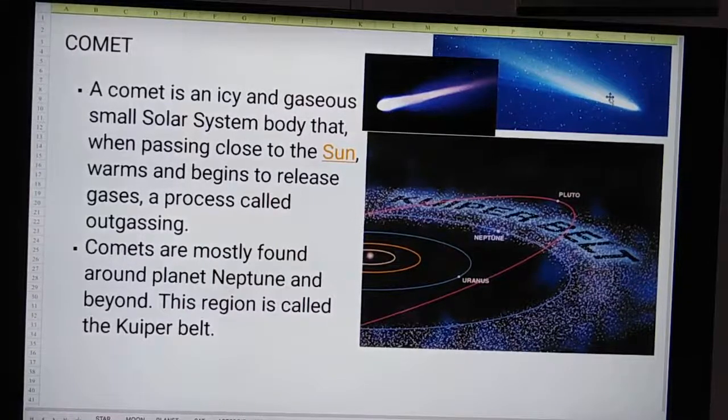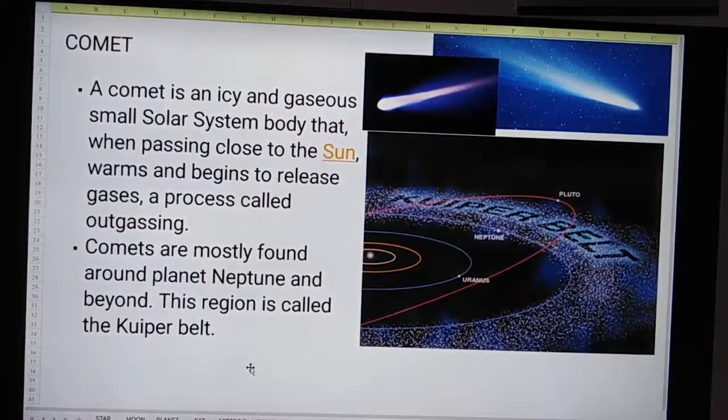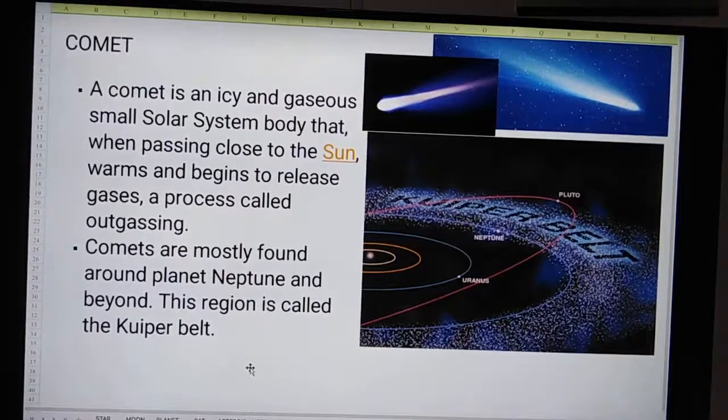This is one here, and there's another one here, and this is the region showing that comets are mostly found around planet Neptune and beyond. So it is important to know the description of the heavenly body, or the celestial body in space, and also know where it can be found or located. All right, so I think that is clear.